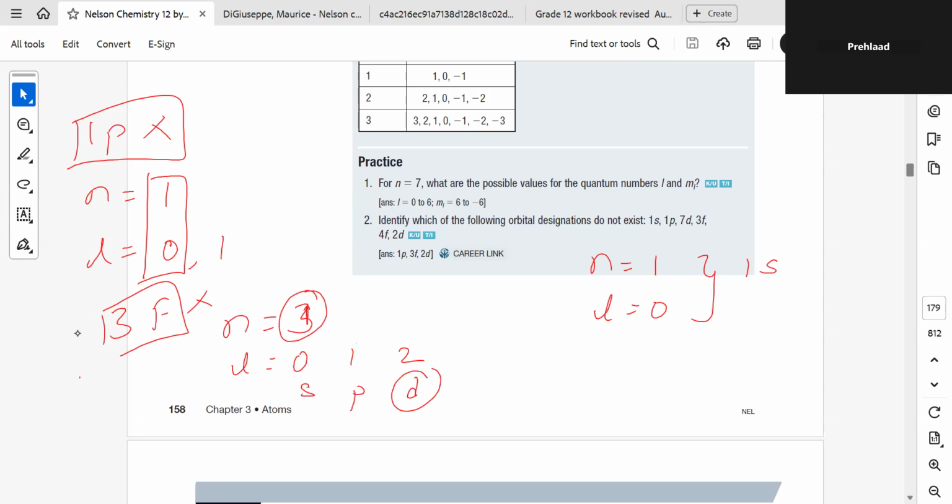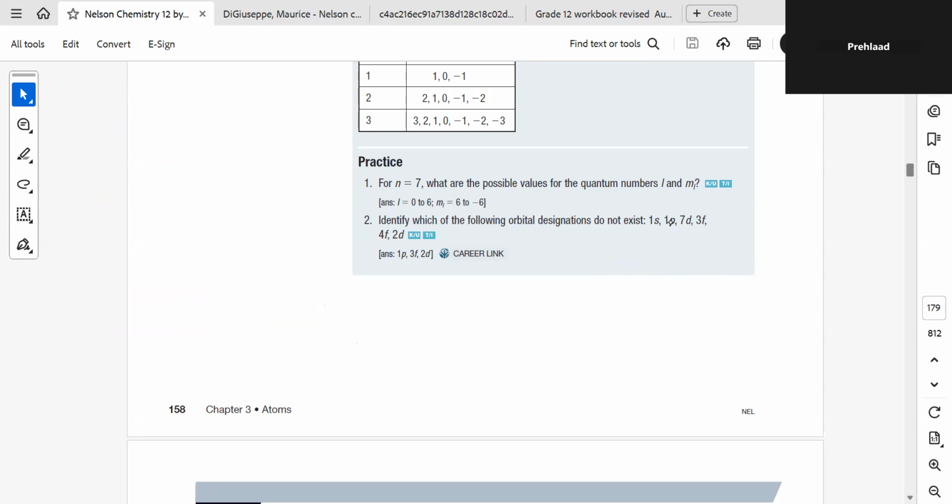Then let us see the next, 4f. So your n is 4, and your l number is 0, 1, 2, and 3. That is s, p, d, and f. So 4f is possible. Can you try 2d? If n is 2, then l is going to be 0 and 1, which means it is s and p. So the maximum you can have is 2p. So 2d doesn't exist.